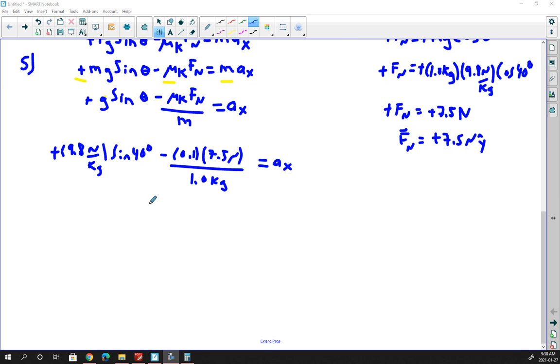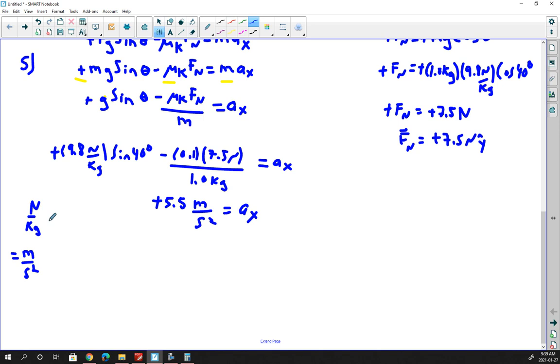Okay, so I hope you plug that in and we get plus 5.5 meters per second squared equals acceleration in the x direction. Now you might be wondering, sir, there's a Newton per kilogram here, a Newton per kilogram here. How do you convert that to meters per second squared? Well, newtons per kilogram is equal to meters per second squared.